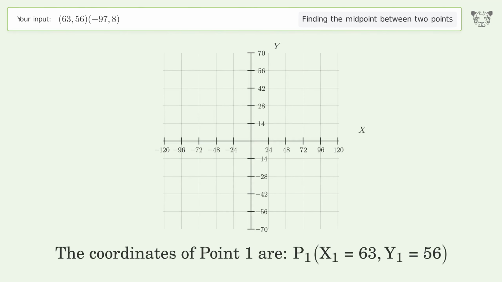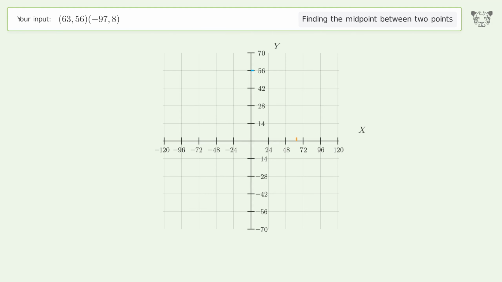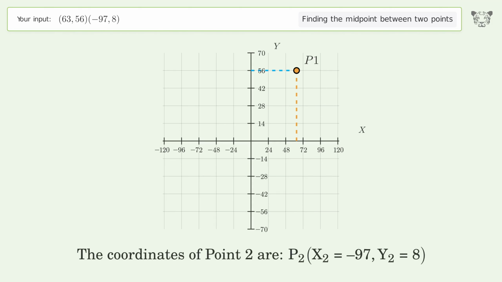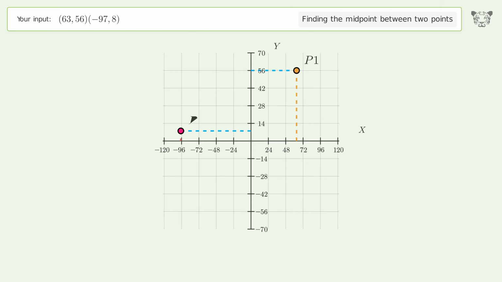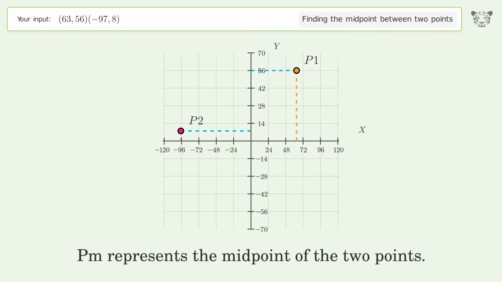The coordinates of point 1 are x1 equals 63, y1 equals 56. The coordinates of point 2 are x2 equals negative 97, y2 equals 8. PM represents the midpoint of the 2 points.